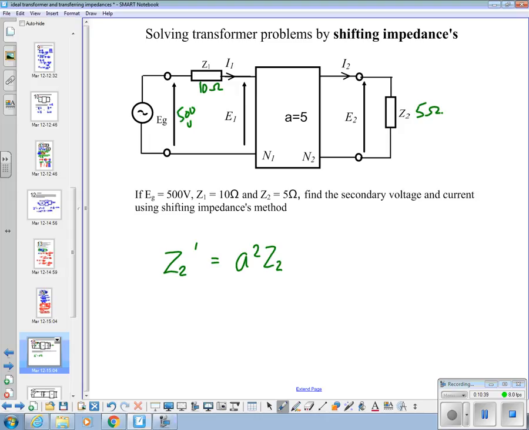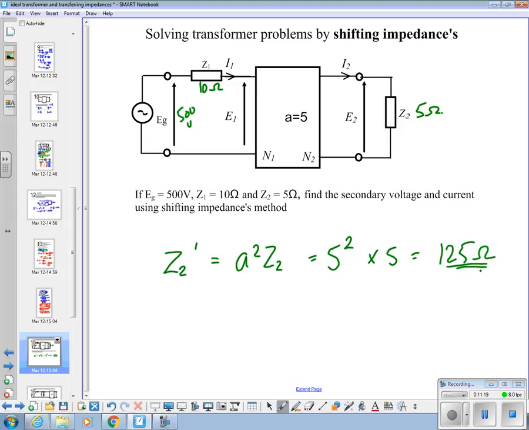And Mark made a good point with some of the younger students on degree the other day. With formulas, say them in your mind when you're writing them down. Every time you say it, it's another route to committing that to memory in terms of repetition. So Z2 dash is equal to A squared Z2. So that's equal to 5 squared, because the A is 5, times 5 equals 125 ohms.